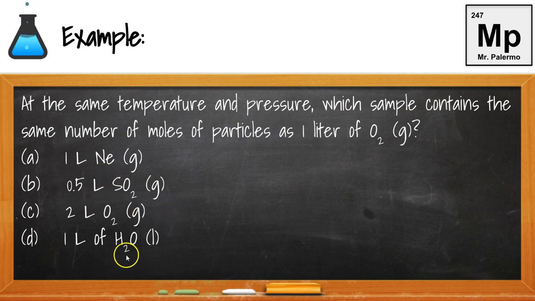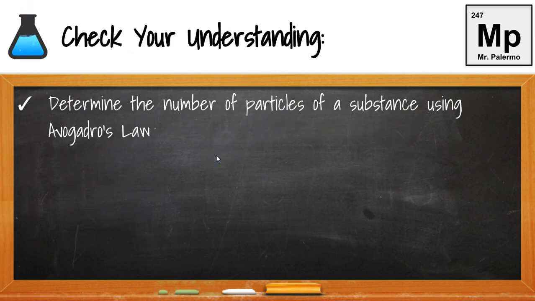So the liquid is out. The top three here, A, B, and C, are gases, but the only one that has the same conditions is going to be choice A, which is 1 liter of neon. So the same volume, and therefore the same temperature and pressure, would give us the same number of particles. Let's check your understanding. Can you determine the number of particles of a substance using Avogadro's law?